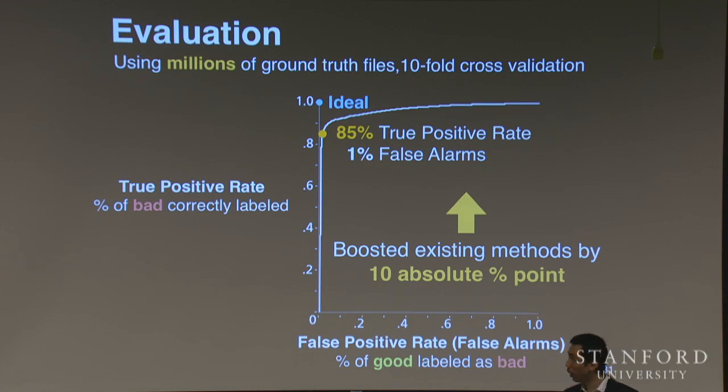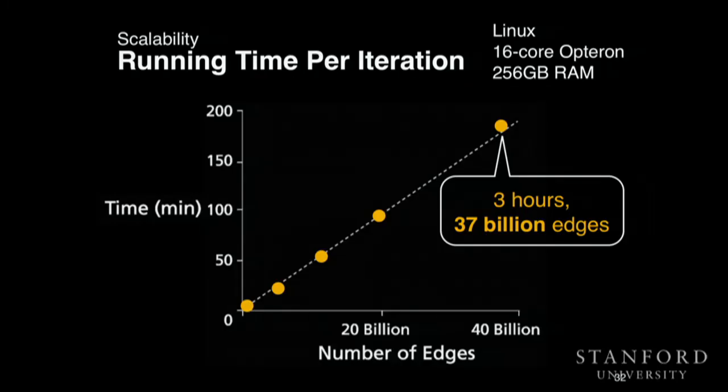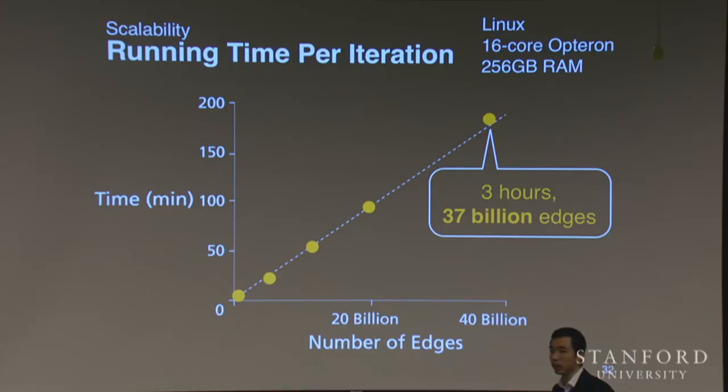So after looking at how well it does, we also look at how well it scales with the data. So this experiment was done on a single machine, so not using clusters. In practice they are using clusters with many machines, so it's much faster. So even with just one machine running over 37 billion edges, it takes about 3 hours to do it. And it scales linearly in the number of edges in the graph. So it's pretty good.